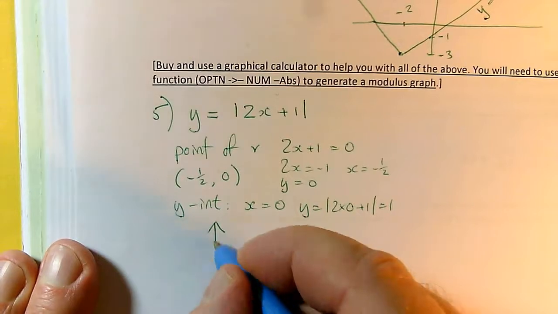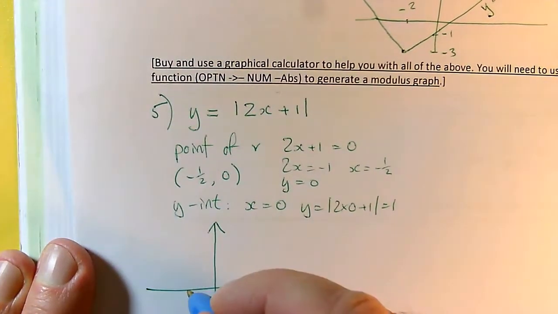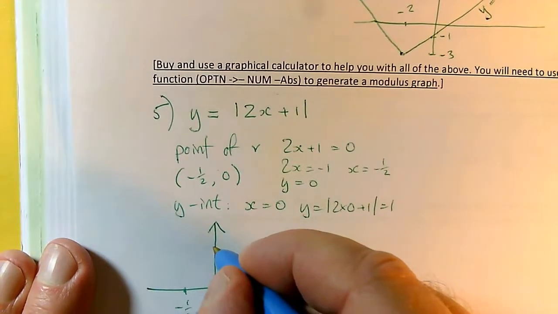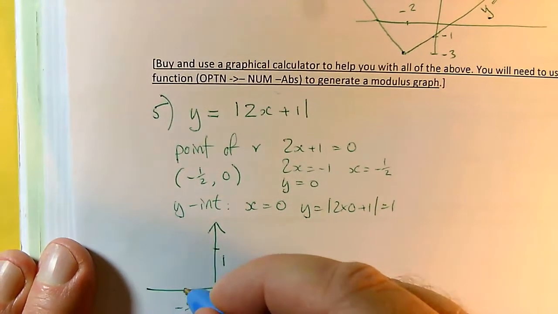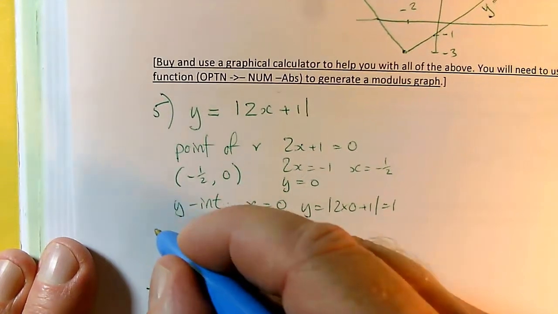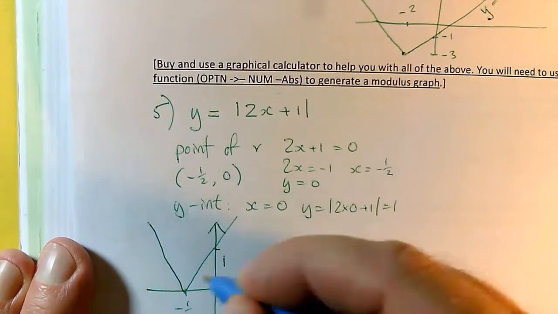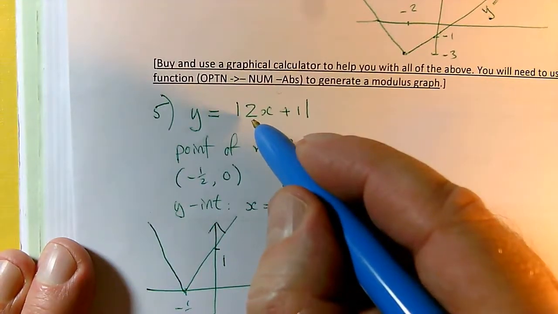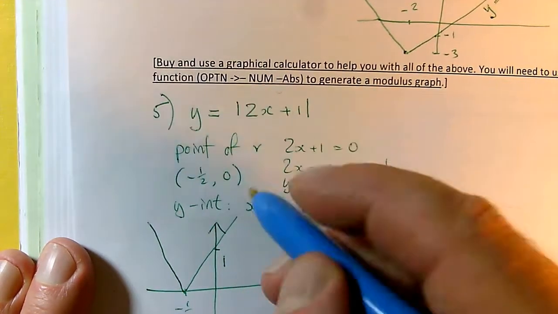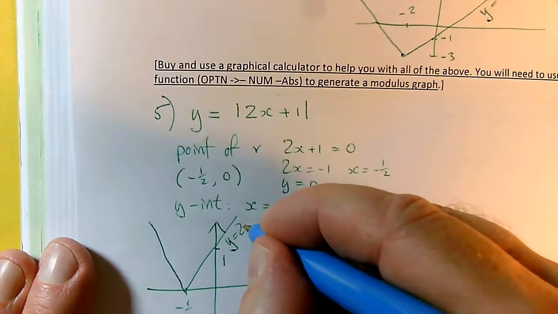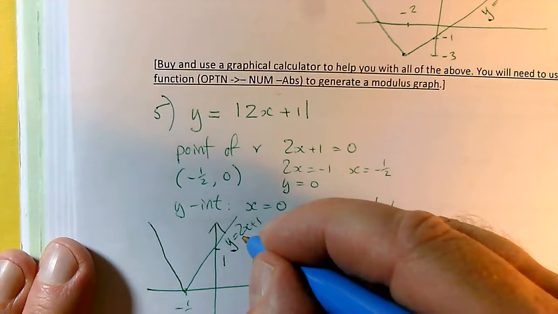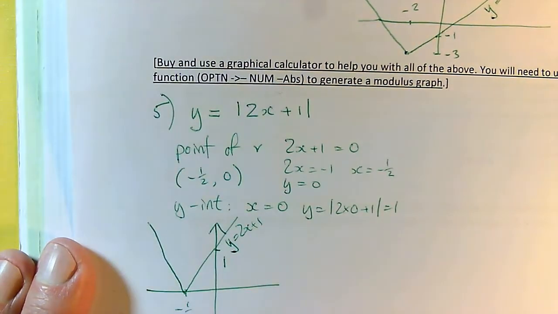So the y-intercept is 1. The point of the v is at minus a half, 0. So minus a half, 0 could be here. Okay, and the y-intercept is at 1. So for the first time, we've got a steeper v. And that's because the equation of each side, well, for one side, y equals 2x plus 1. If the modulus does nothing, I get y equals 2x plus 1. I know it's this side because that has a positive gradient. It has a gradient of 2, which is why it's steeper than the v's we've had before.